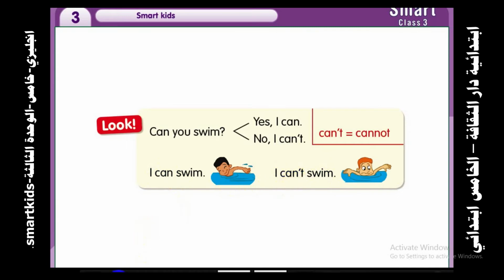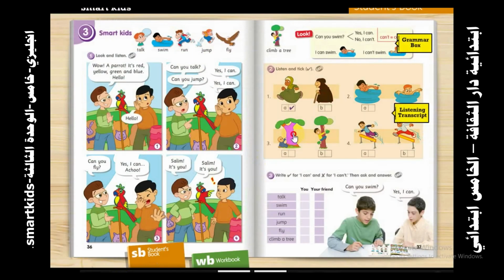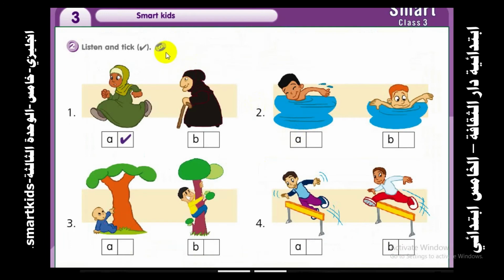Okay, let's go to the activities. Activity 2 is a listening activity. What are we going to do? To choose one of the two pictures and put a tick. Listen and put a tick. Think and put your answer before I put mine. Two. Listen and tick.